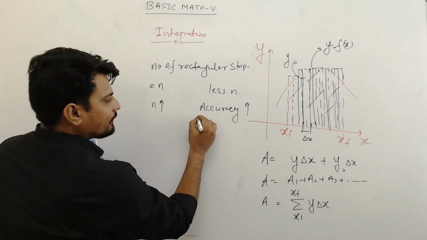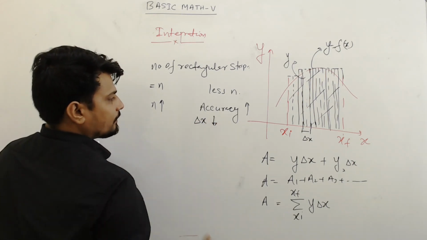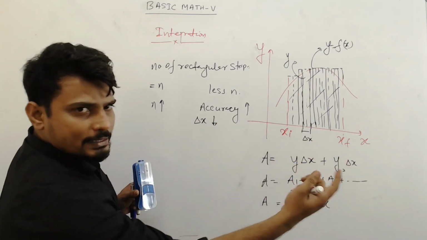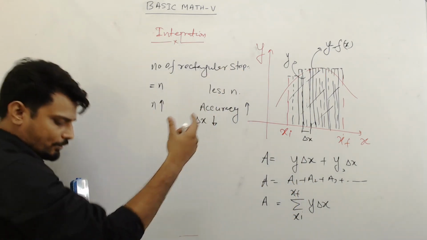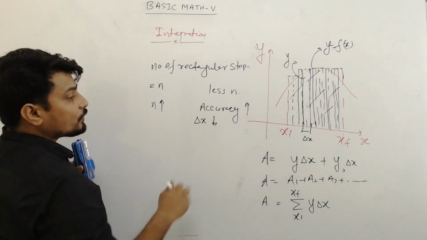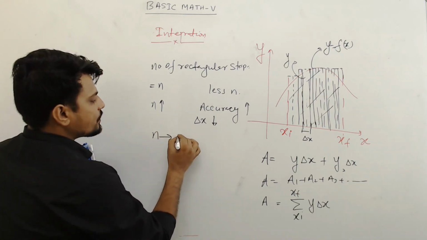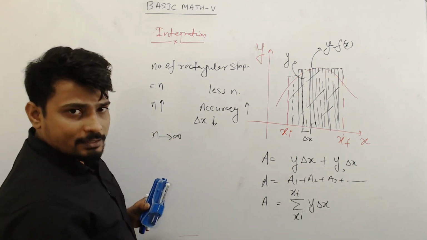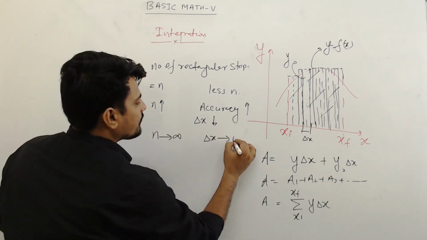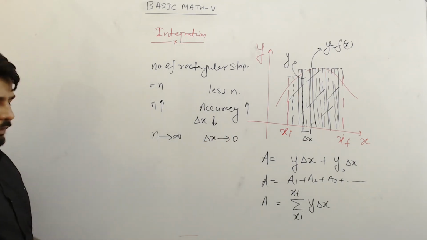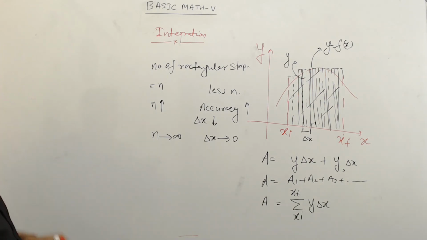And in that case, delta x would decrease. The thickness of each strip is going to decrease if I increase the number n for this given range. Of course, the width of the strips would decrease. So gradually, if n tends to infinity, it means we can have an infinite number of such strips. In that case, delta x would tend to what? 0. Delta x would tend to 0.